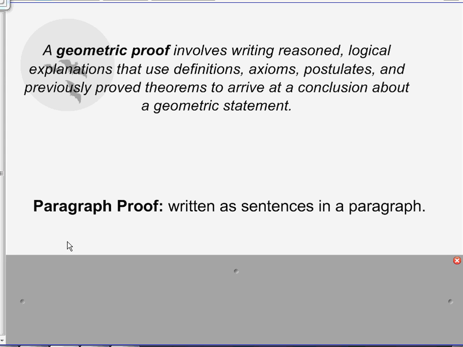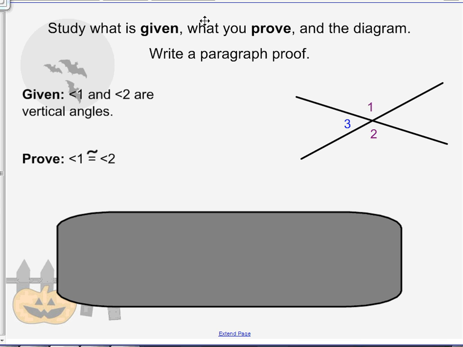So as we go into geometry a little bit more, you're going to notice there are two other types of proofs that are more mathematical looking. This is going to look more like an actual paragraph written with a bunch of math terms in it. Okay? So what we're going to do right now is go over what a proof looks like.